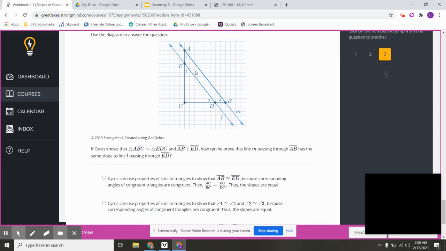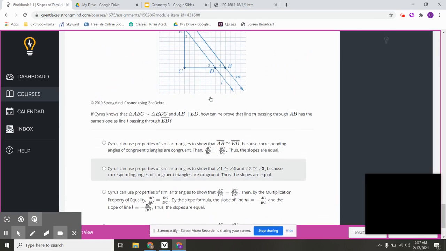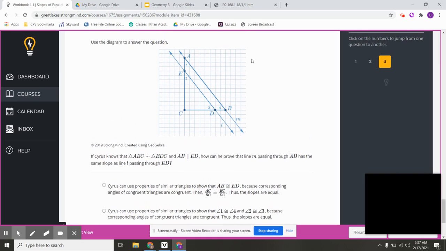But line L, so I can see that they're both negative slopes, because if I had a skier going here, it would go down as I go from left to right. So they both have to be negative slopes. So the difference is in what the rise is and what the run is. And so let's start with line M. Line M is this one on the outside.